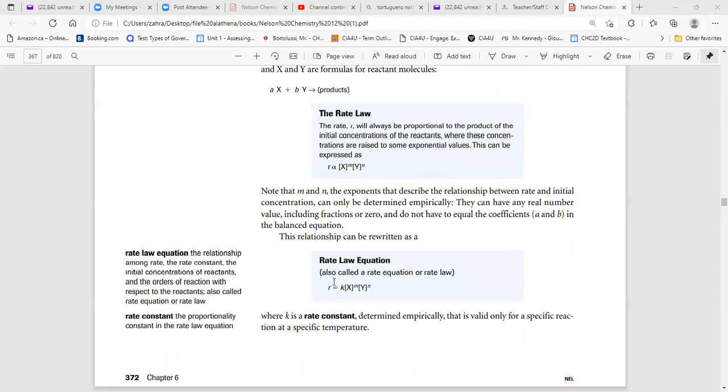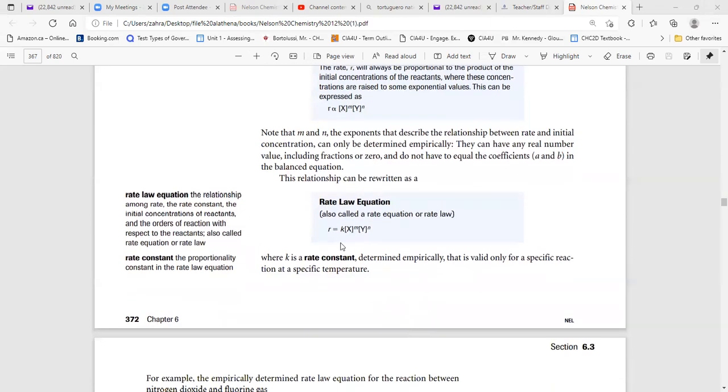So look at that, it's proportional to that, but R is actually equal to k, concentration of X to the power m, multiplied by concentration of Y to the power n. We call k the rate constant, and it depends on the temperature.